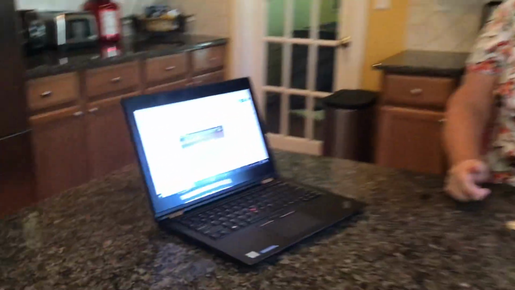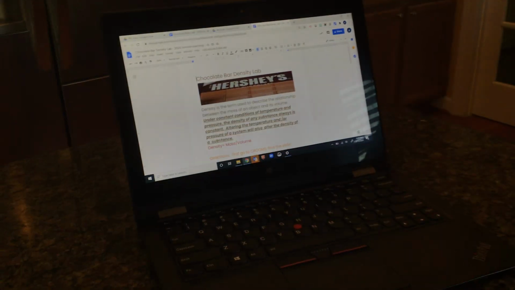We are going to be doing our chocolate bar density lab. So I would like you to go to Crooms and open up this lab. Again, I'm demoing the lab and you'll follow along with me as I do it, filling out your data table.